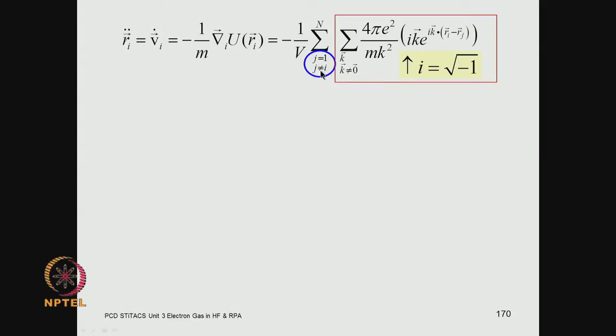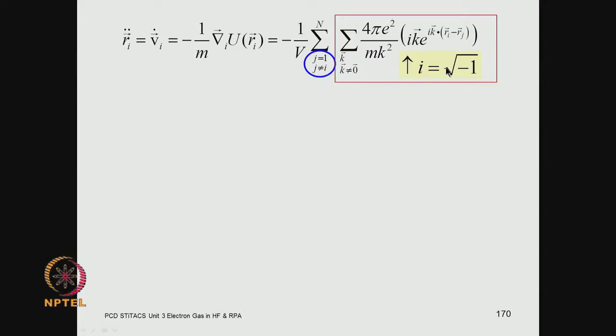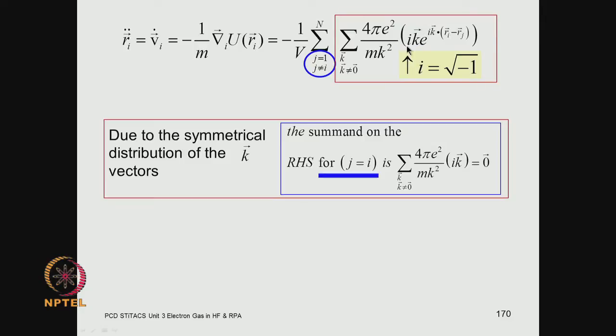So j not equal to I is specified explicitly over here. But what is being summed up is this term, which for j equal to I will give you a 0 here. Ri minus rj will go to 0 for j equal to I, because rj minus ri will go to 0. So you get e to the power 0 over here, which is 1, okay, and you are then summing the rest of the vectors.